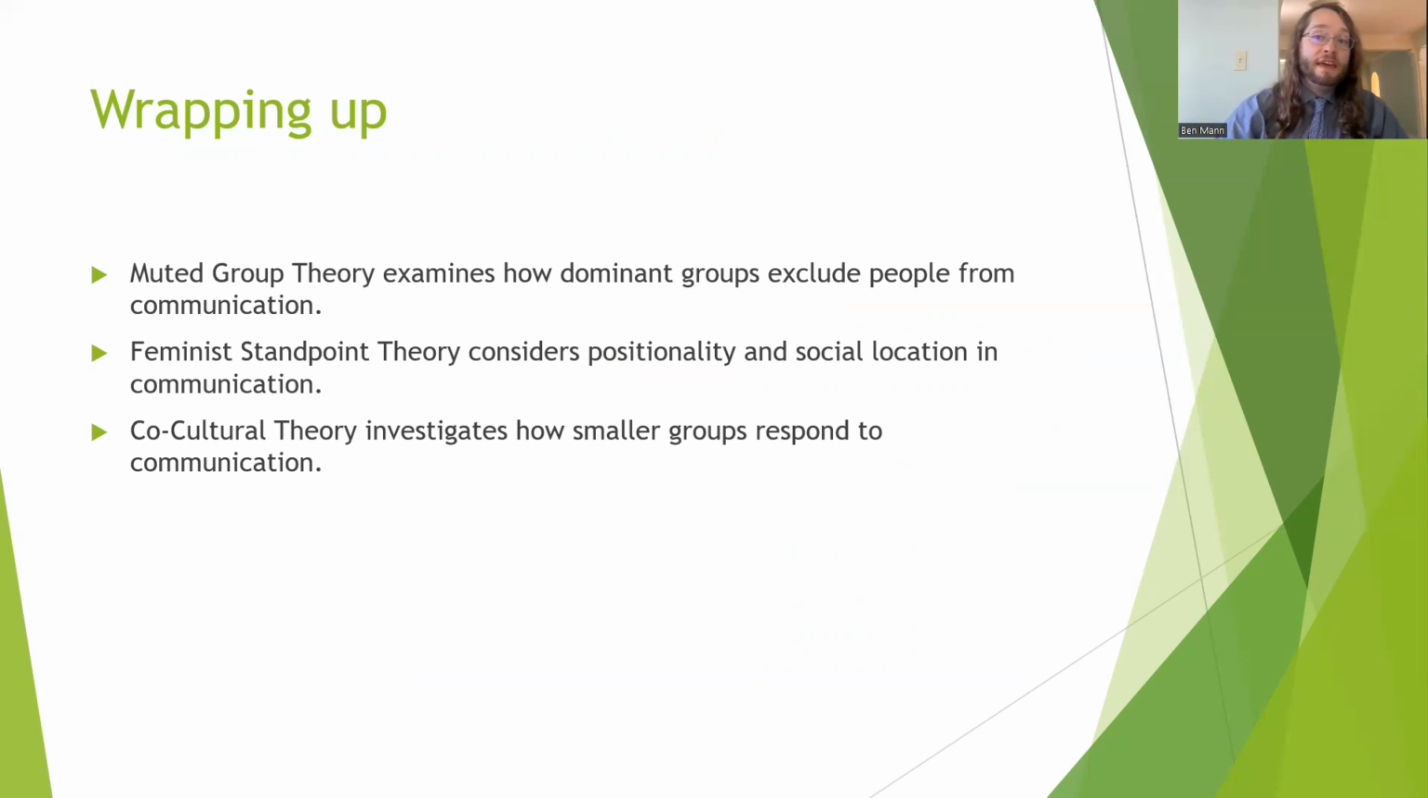So to wrap up the three theories that we've talked about for this week, we talked about muted group theory and about how members of dominant groups oftentimes exclude people from communication and participation. We talked about feminist standpoint theory and the ways that social location and positionality shape our communication. And lastly, we looked at co-cultural theory, which looks at how smaller groups respond to and address the communication of larger, more dominant groups. Again, taken together, these three theories are closely connected by examining the ways that dominant groups participate and about how people respond to the communication of these larger dominant groups.